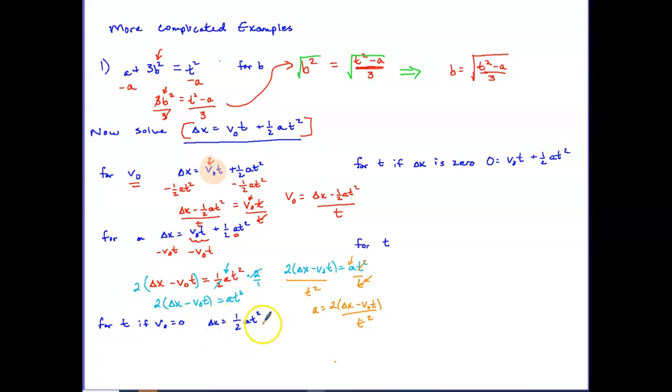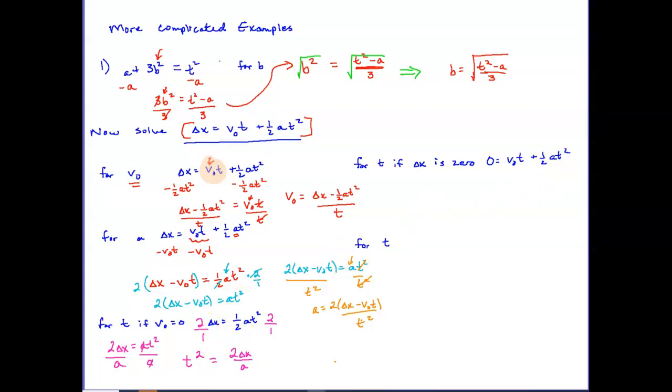And if I want to solve for t, I need t by itself. So I need the 1/2 to move to the other side. So we're going to multiply by 2 over 1. And then I get 2 over 1 over here. I get 2 times delta x equals at squared. And now if I want to solve for t, I need to divide by a. A's cancel. I'm not done yet because I have t squared equals 2 delta x over a.